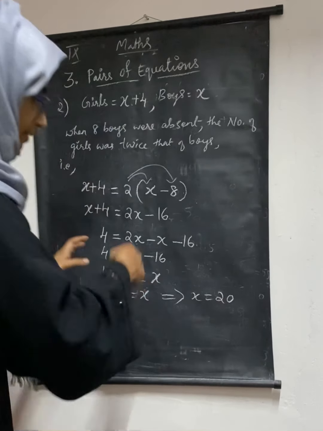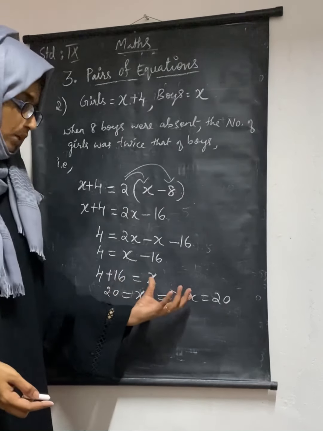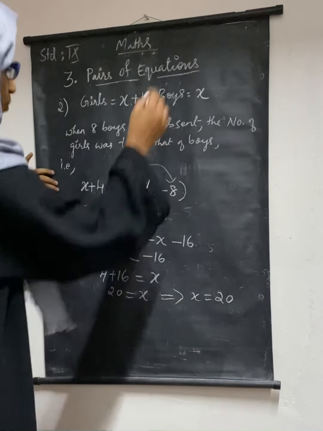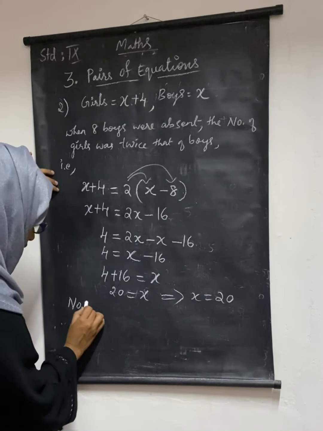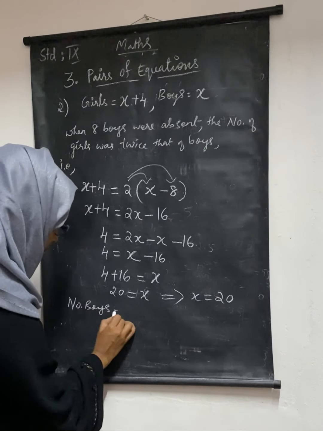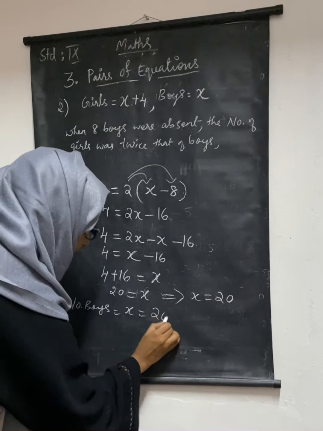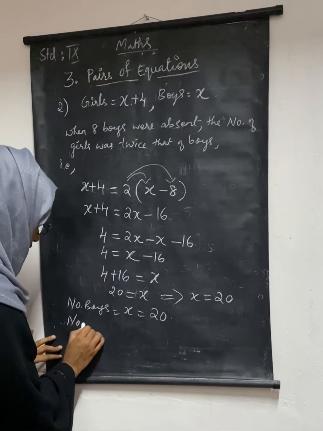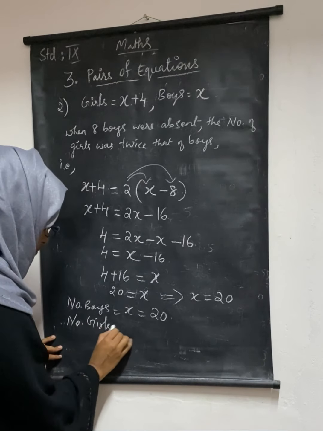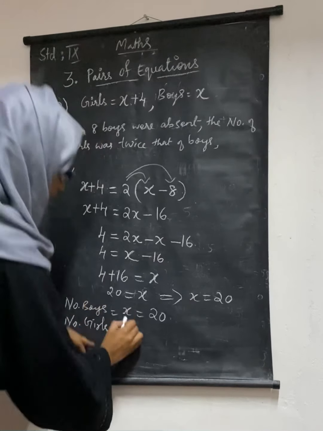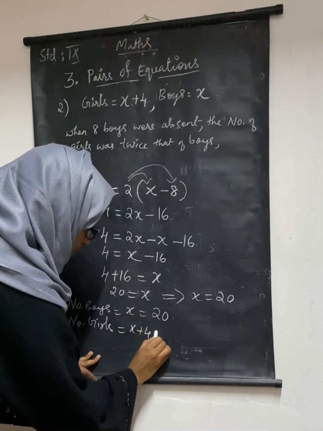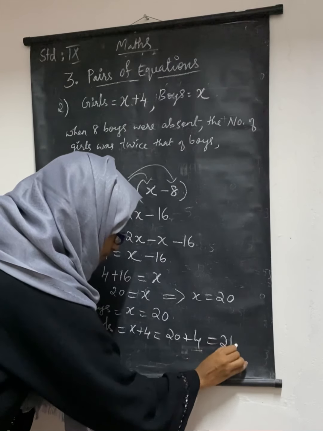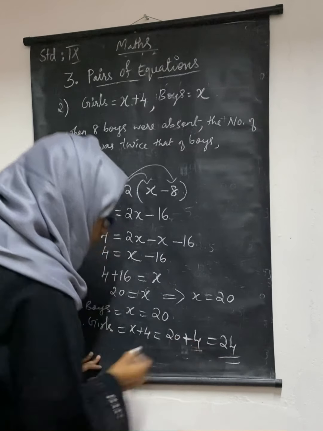No problem, whether x comes on that side or this side, you should understand what the answer is. Go back and see what your x is: the number of boys. Therefore, the number of boys is x equals 20, and the number of girls is x plus 4. So this will be 20 plus 4, which is 24. So this is the answer.